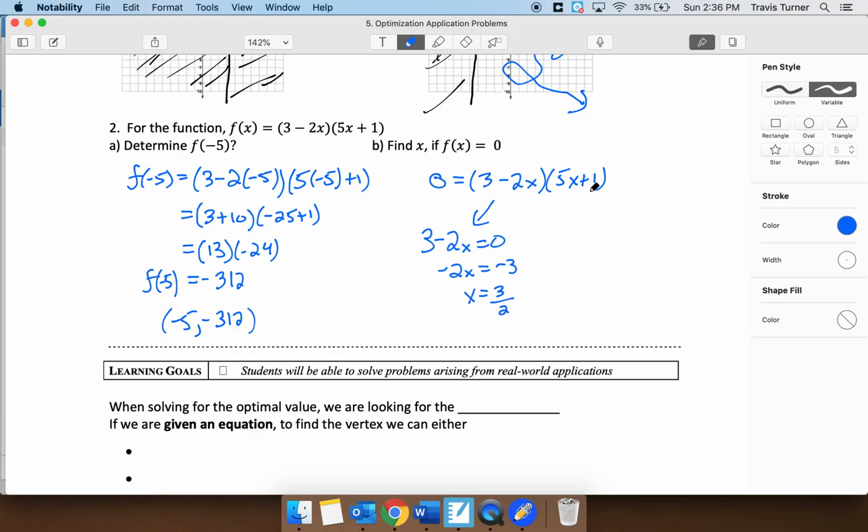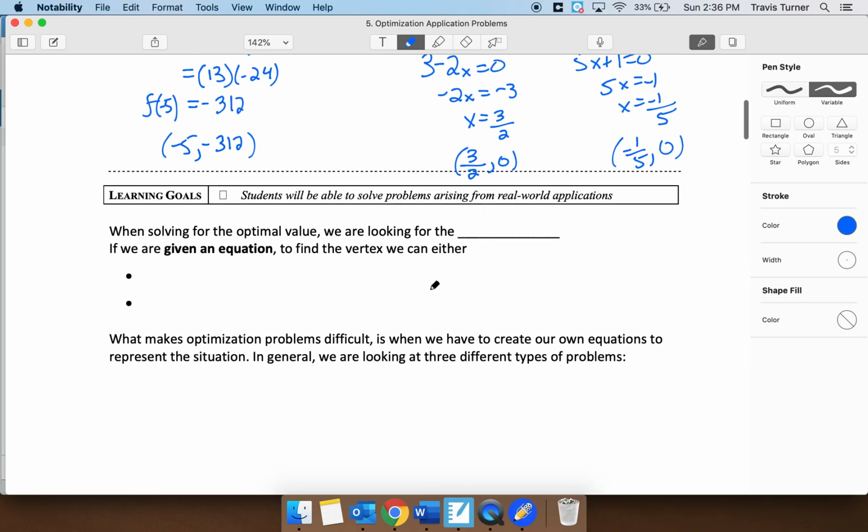So I end up with positive 3 over 2, and then this one is -1/5. So really I've got 2 points here, or 2 answers to this one, which is 3 over 2 comma 0 and -1/5 comma 0. Those are my x-intercepts.